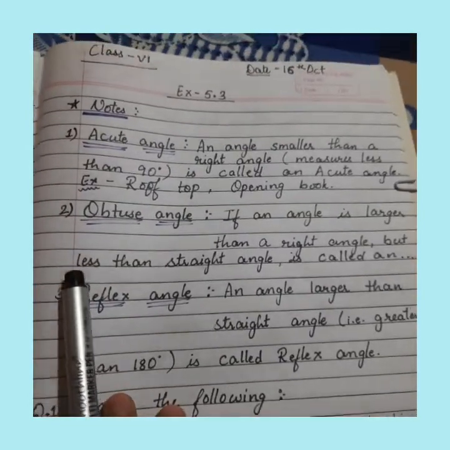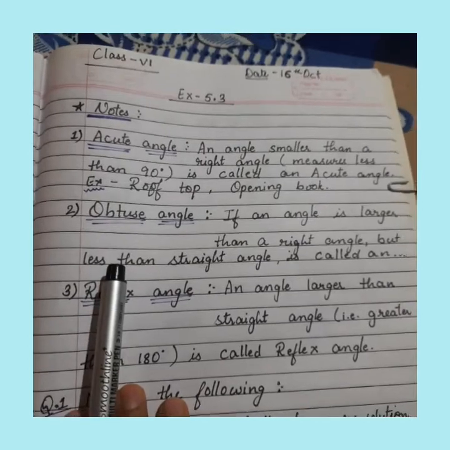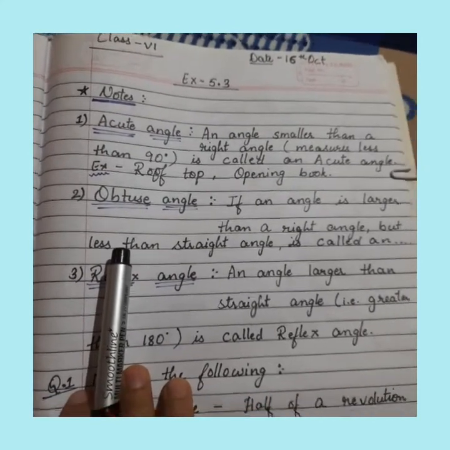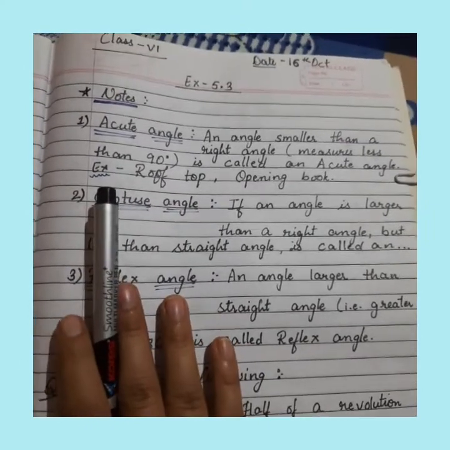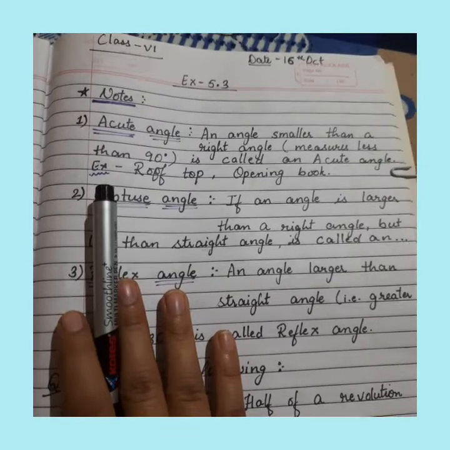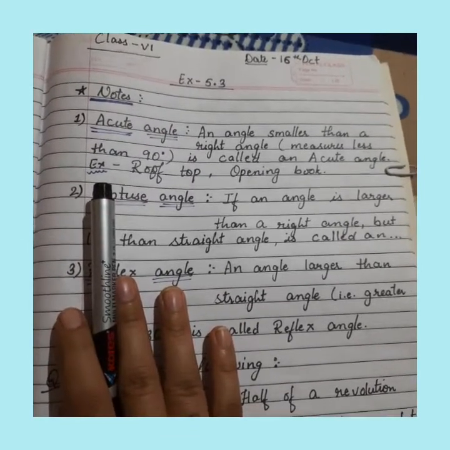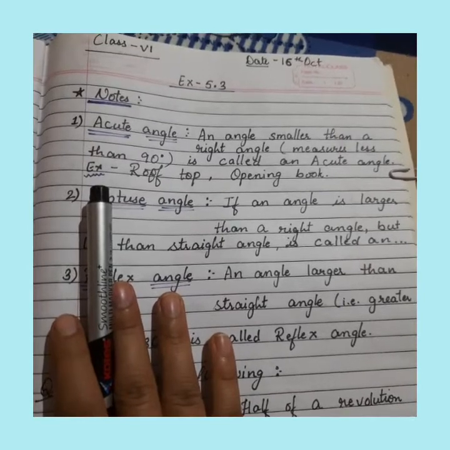Good morning, children. In the previous class, we completed exercise 5.2. Exercise 5.1 was omitted as it was full of theory, which is not so important for your future. So that was omitted. Now we have reached exercise 5.3.